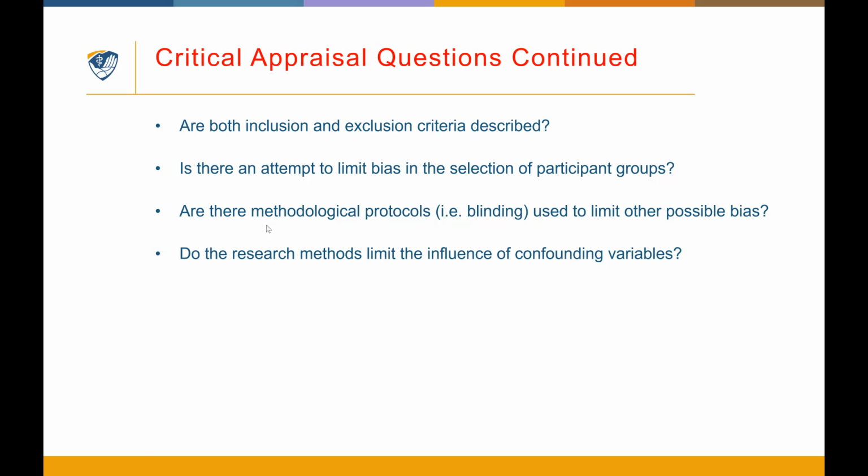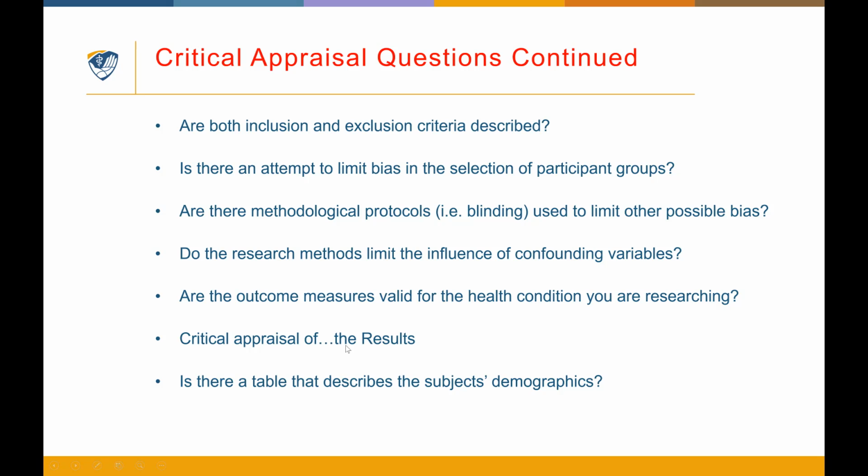Again, methodological protocols. Was there blinding in the randomization of the groups? Next, did they control for confounding variables? Next, were the measures valid for the health condition that you were researching? Then we look at the results. Were they significant?